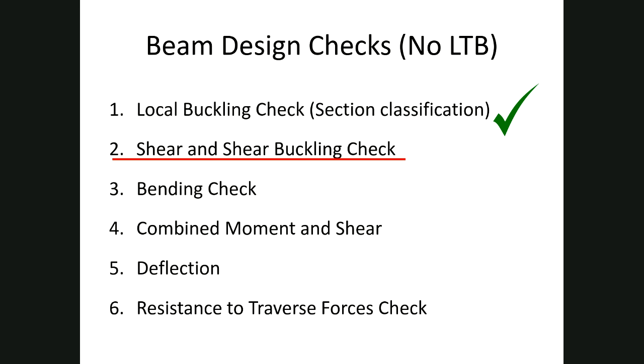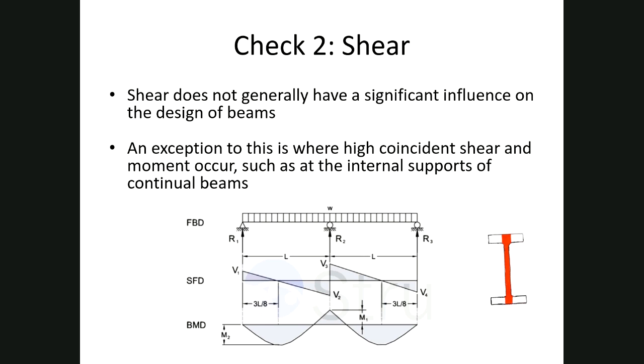So number two is the shear and shear buckling check. Generally, shear does not have a significant influence on the design of beams. One exception is where we have high coincident shear and moment, such as at an internal support. So we have a two-span beam here, with a left support, a middle support, and a right support. So this is a pin support, roller support, roller support. And we have a uniformly distributed load on top of it. And then we get a shear force diagram that looks like this. So we've got a high shear close to those internal supports.